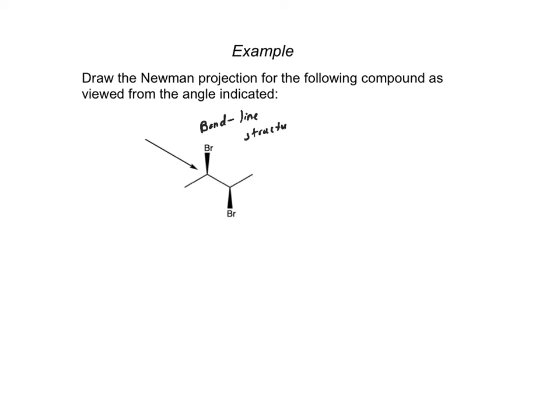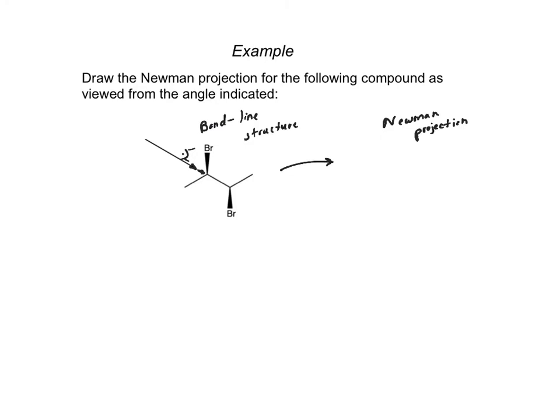And they want us to draw the Newman projection looking down the bond that they've illustrated via this arrow. So if you want to imagine there's an eyeball here, it's kind of creepy. It's looking directly down this bond axis. So overall, they want the Newman projection looking down this bond axis.